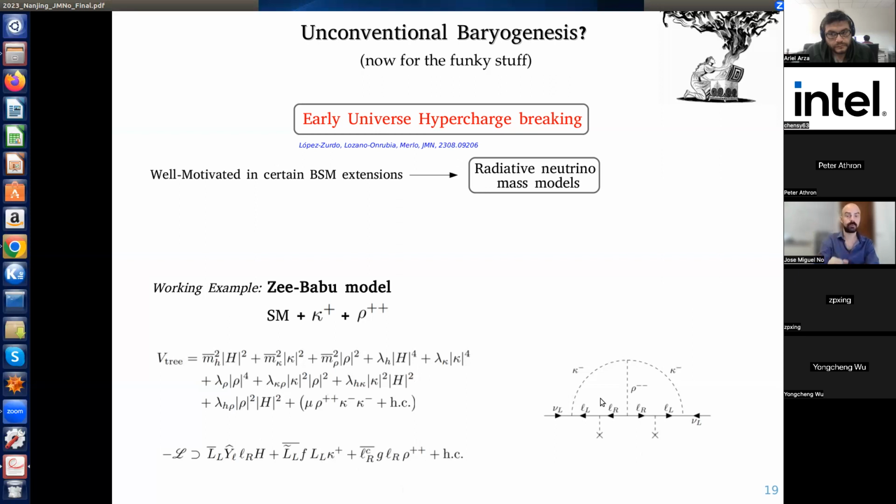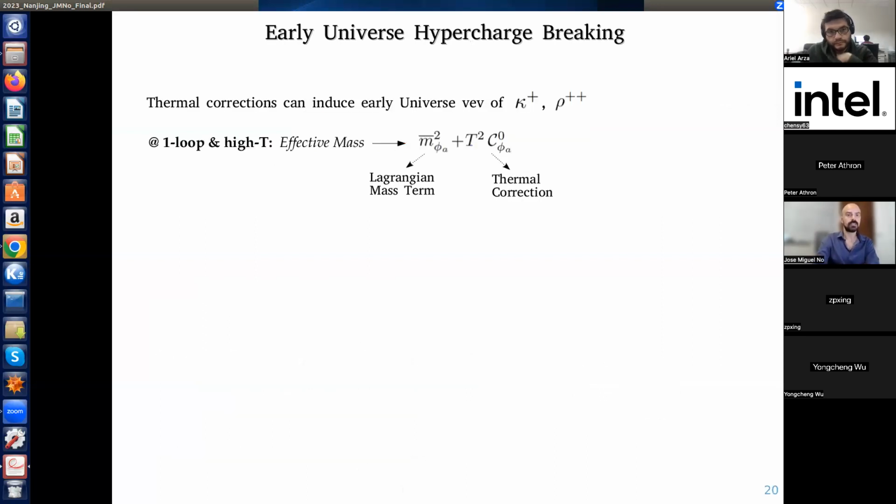So it's quite small. Now, it turns out that in these models you have multiple scalars: the Higgs and two others. Some of them have non-zero hypercharge, and they couple to the leptons. So the thermal corrections in these theories could induce an early universe VEV for one of these. And if they do, you will break hypercharge in the early universe. It is as simple as this.